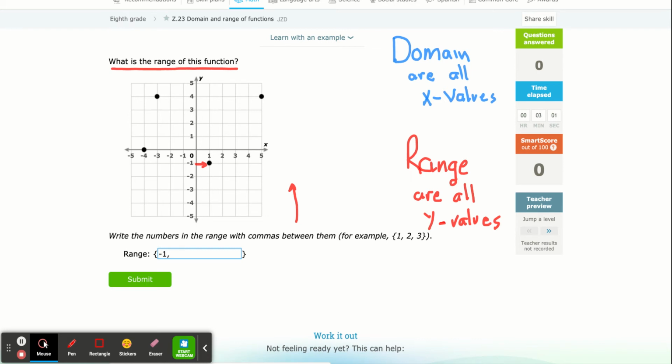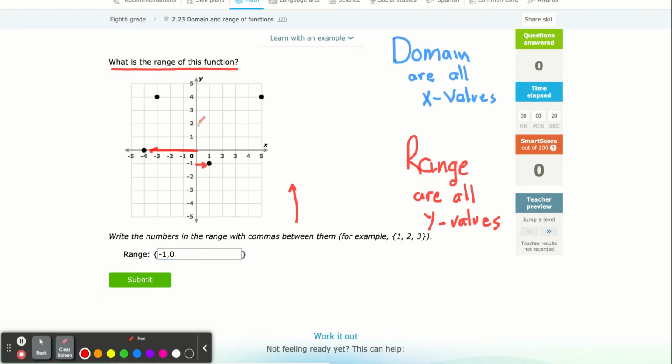Then I put a comma in here, and then I continue going up the y-axis till I find my next y value. But what's my y value? It's 0. So my next y value would be 0. This point has a y value of 0. And I continue up my y-axis.